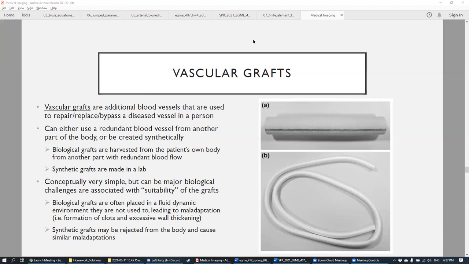If they can produce these in a lab, in a factory, then the doctor can basically order the exact length and exact diameter they need without having to open up the leg. So there's a lot of potential here for improvement. It's just been extremely challenging to develop a graft that's accepted across basically anyone who can get a bypass surgery. All right, any questions on vascular grafts?